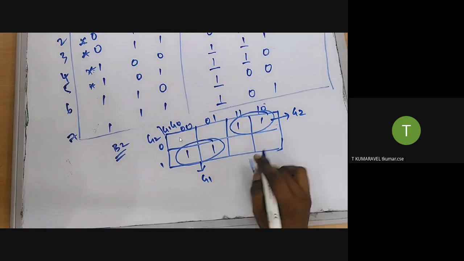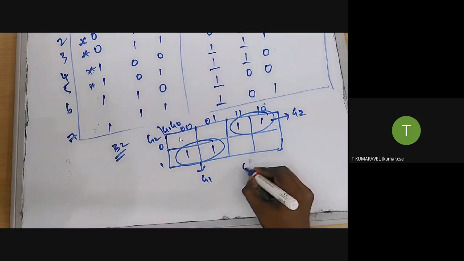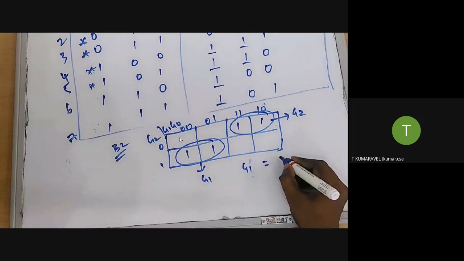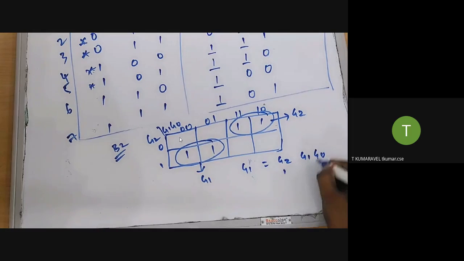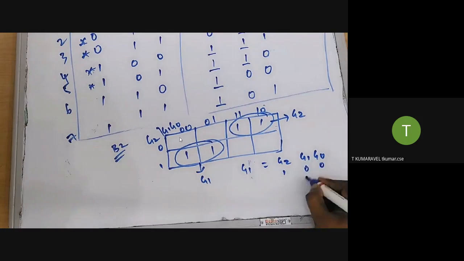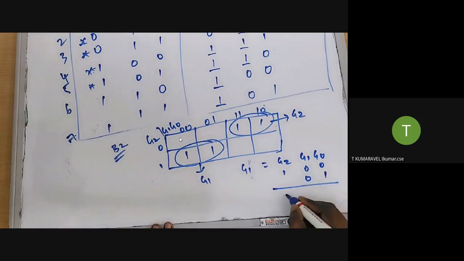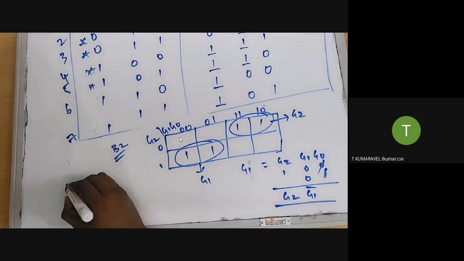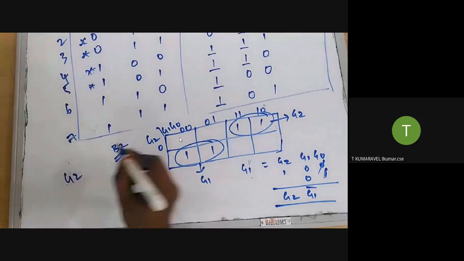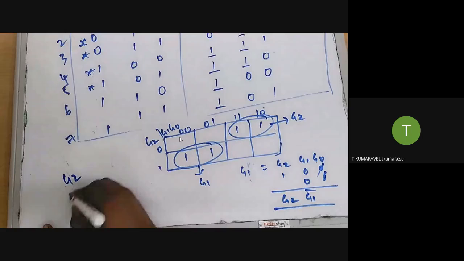G2. G1 is nothing but G2, G1, G0: 0, 0, 0, 1. What is the answer? G2, G1 bar. Okay, this is the concept. So similarly for G2, how do you do that?